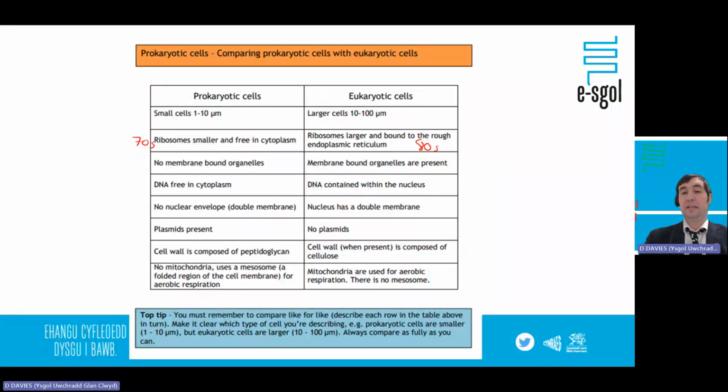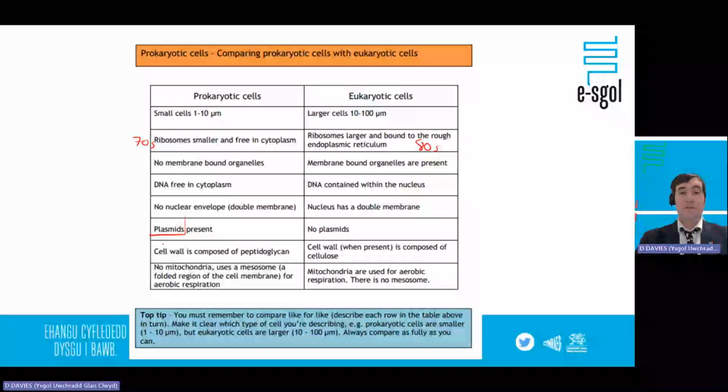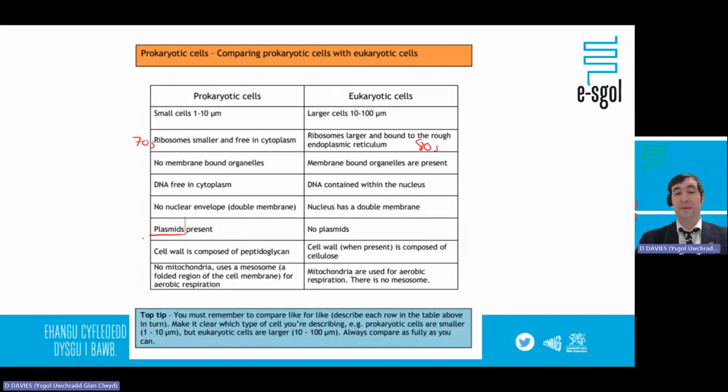Okay, so ribosomes are made out of proteins. There's 80 basically amino acids that make up that protein. So these are smaller ribosomes, 70S, larger ribosomes, 80S. Membrane-bound organelles, not membrane-bound organelles, DNA in the nucleus, free DNA, no nuclear envelope, plasmids present, no plasmids. Plasmids are a circular form of DNA. So they're an extra bit of DNA.